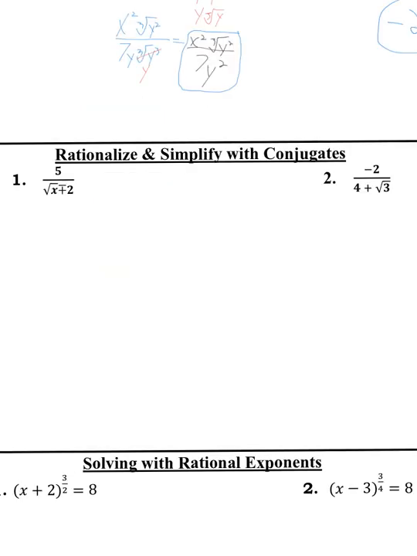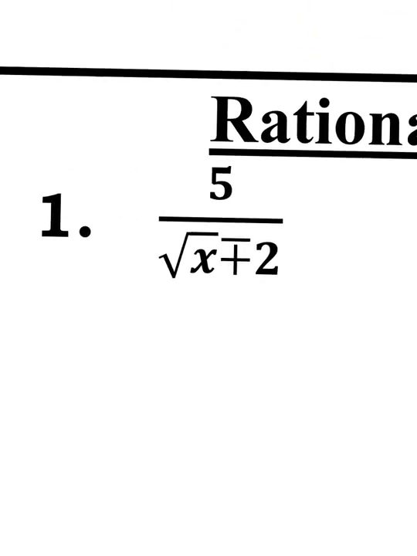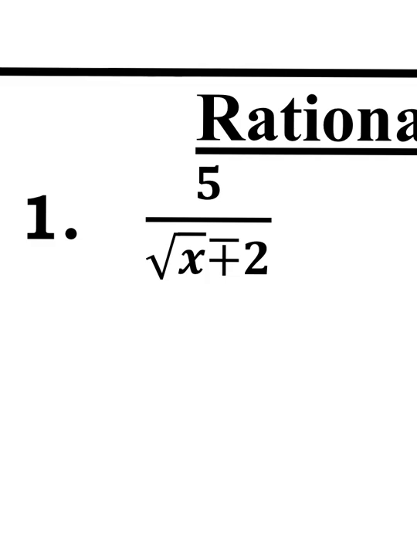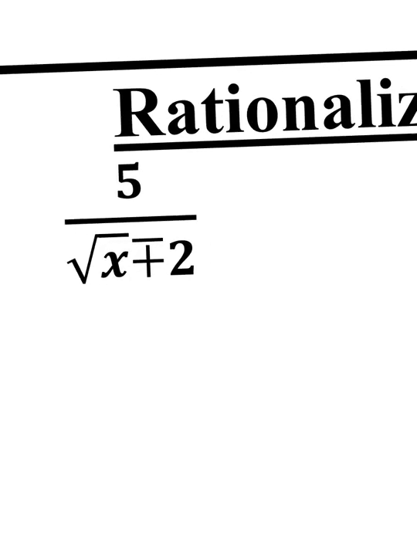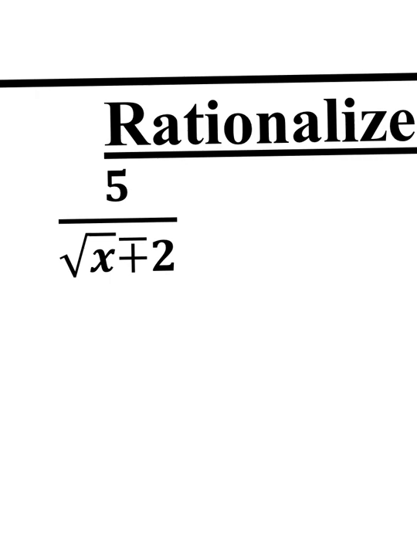So for 1 and 2 in the next section, rationalize and simplify with conjugates. This one, for whatever reason, when it formatted, the square root sign looks kind of weird. But for the conjugate, just take whatever's on the bottom, square root of x and a 2, put it in a fraction over itself, and then whatever the sign is in the middle, just change that. So it's a minus sign now.